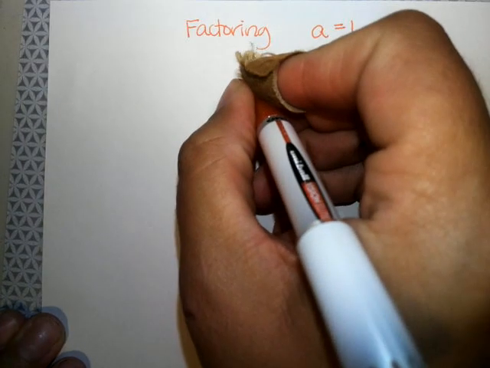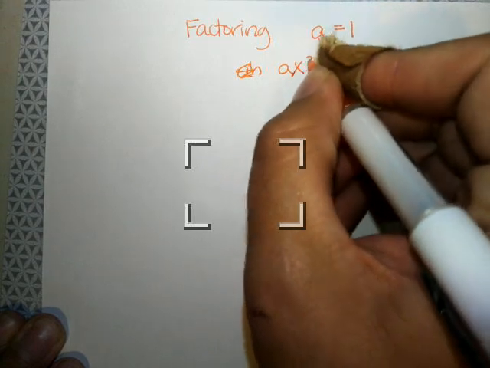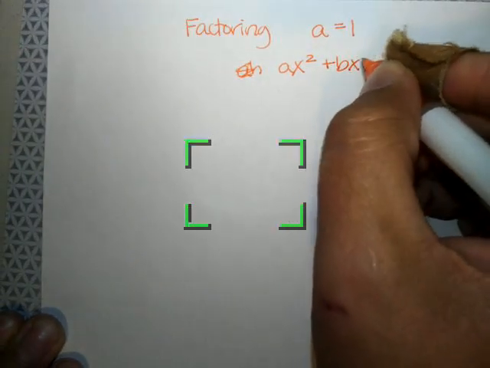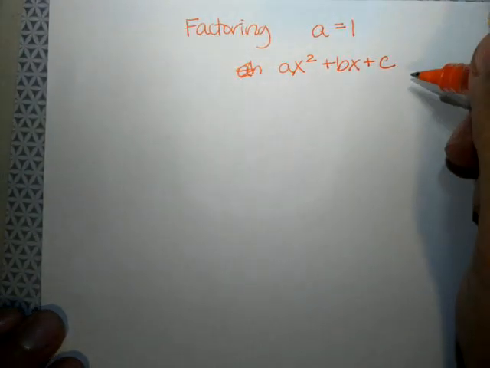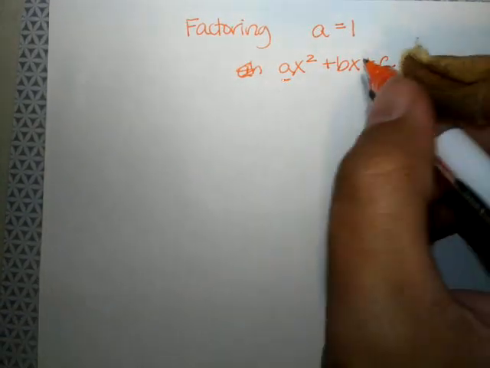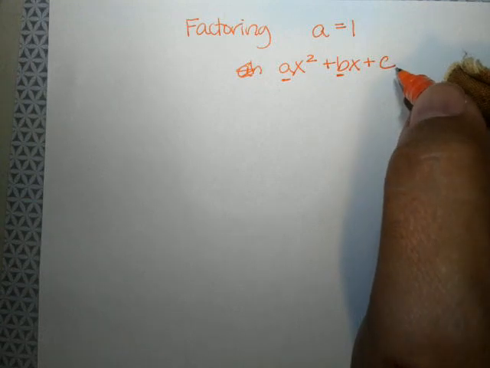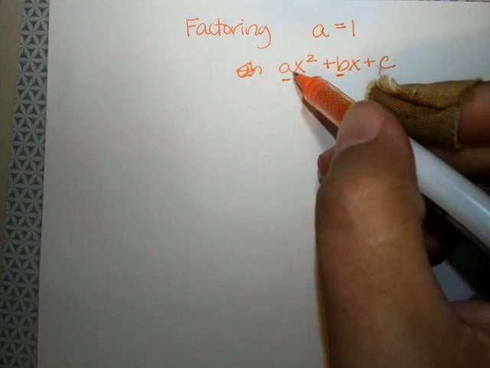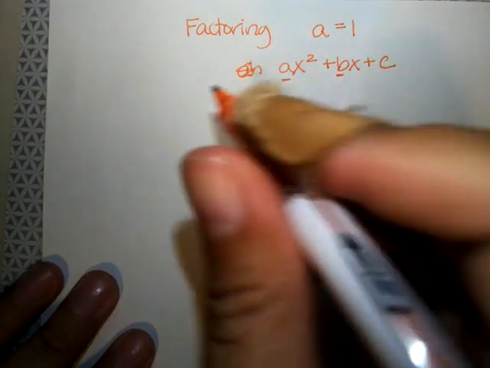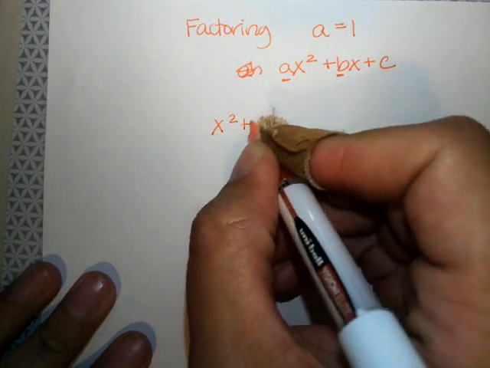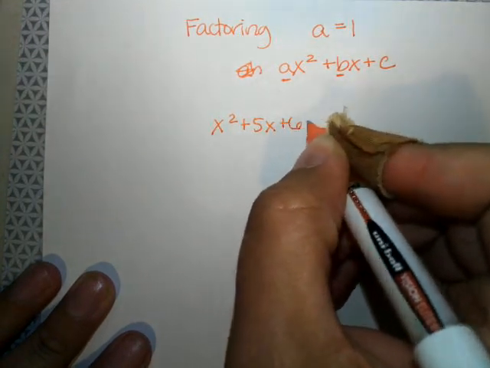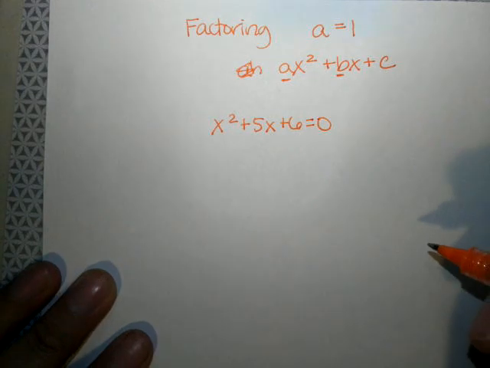We're going to work on factoring when the A value is 1. Now, if I have my standard form, ax squared plus bx plus c, remember the a goes in front of the x squared term, b goes in front of the x, and then c is our constant. So it's just a number. Our a value is always going to be 1 right now. And we are going to solve x squared plus 5x plus 6 equals 0.